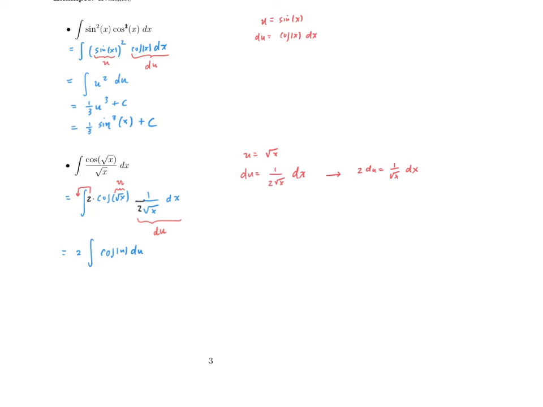And the antiderivative of cosine is sine, and because it's a substitution with an indefinite integral, our final step is to resubstitute. So we replace the u with square root x. So 2 sine of square root x plus c. And that finishes up our current discussion.